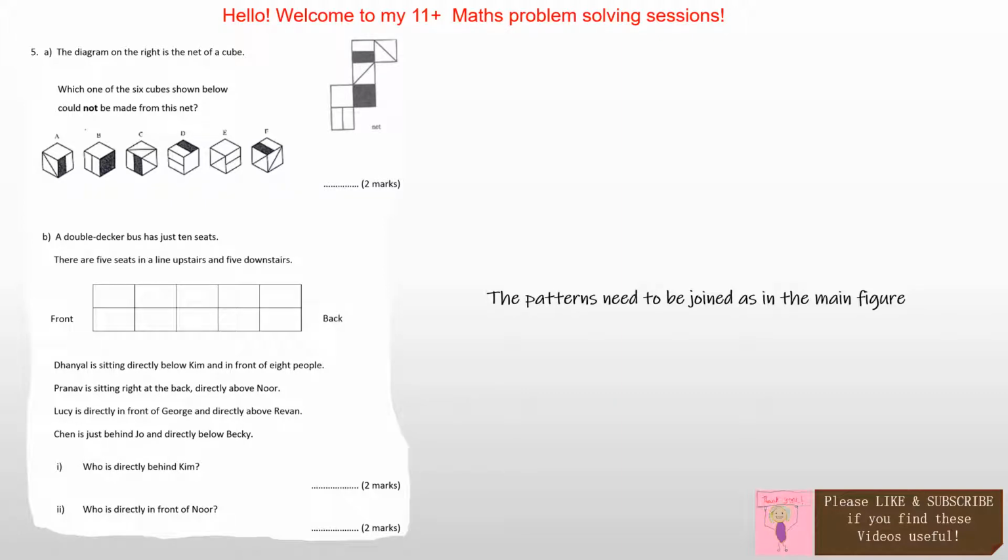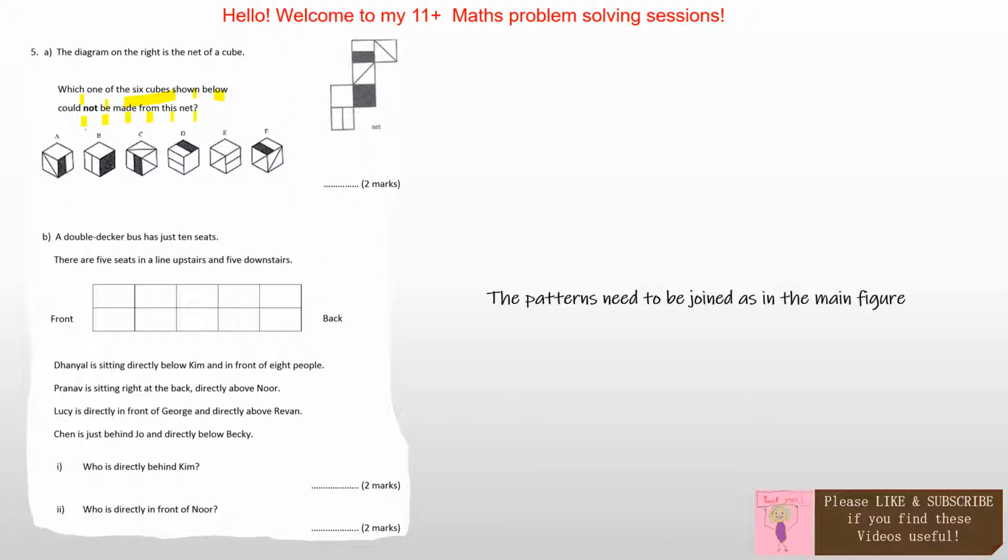Now, what I have done is I've tried to draw this diagram they have given us. It's a cube, and what we have to do is find, if you can make a cube from the patterns they have given us, which one of the 6 cubes shown below could not be made from this net.